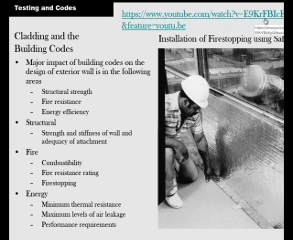The major impact of the building codes on the design of the exterior wall is the structural strength, the fire resistance, and the energy efficiency. Structural strength and stiffness of the wall and adequacy of attachment. Fire: they measure combustibility, fire resistance rating, and fire stopping. And energy is the thermal resistance. They want to make sure that you have a thermally tight envelope.